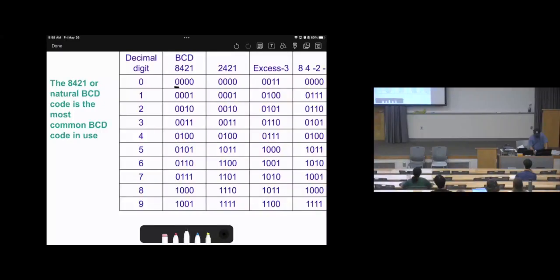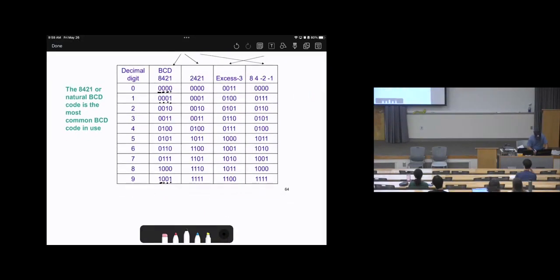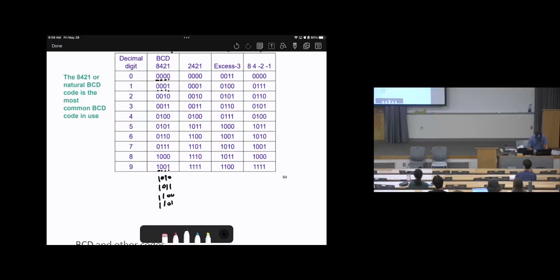So 1, 2, 3, 4. 1, 2, 3, then here's the 4th digit 1, and so on. So we will end up in decimal in BCD 1, 0, 0, 1. This means we have some locations that are not used at all, like 1, 0, 1, 0, 1, 0, 1, 1, 1, 1, 0, 0, 1, 1, 0, 1, 1, 1, 1, 1. So those are not used.